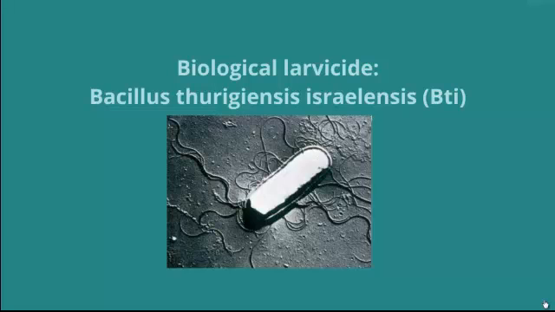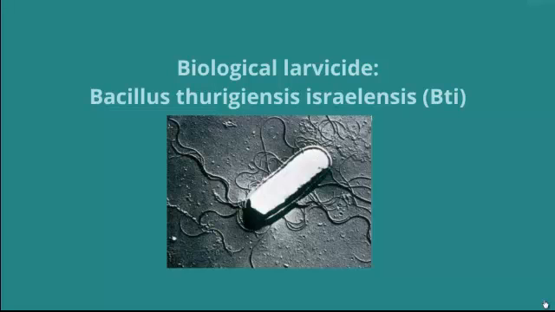Other subspecies of this bacterium are used against different agents like the Colorado potato beetle, or the BTK bacterium is used against some lepidopterans, or moths, like the gypsy moth. But BTI is specific for blood-sucking dipterans like mosquitoes and blackflies.